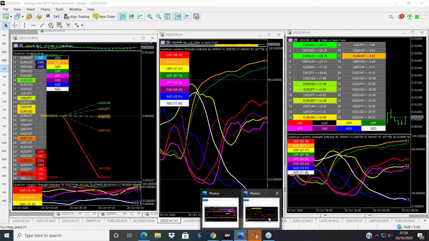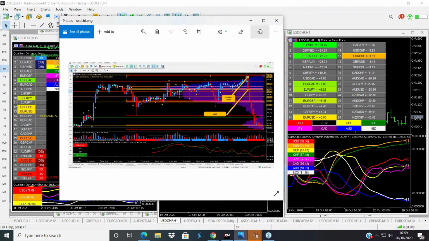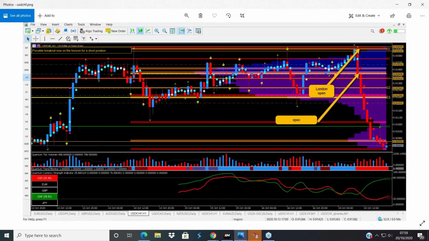In fact, there's a great example of this on the hourly chart of the dollar Swiss. This was actually a question that came into our forum from one of our students. This was a move from yesterday, when the dollar had been bought quite heavily, and then began to sell off, and it was selling off at the London Open.